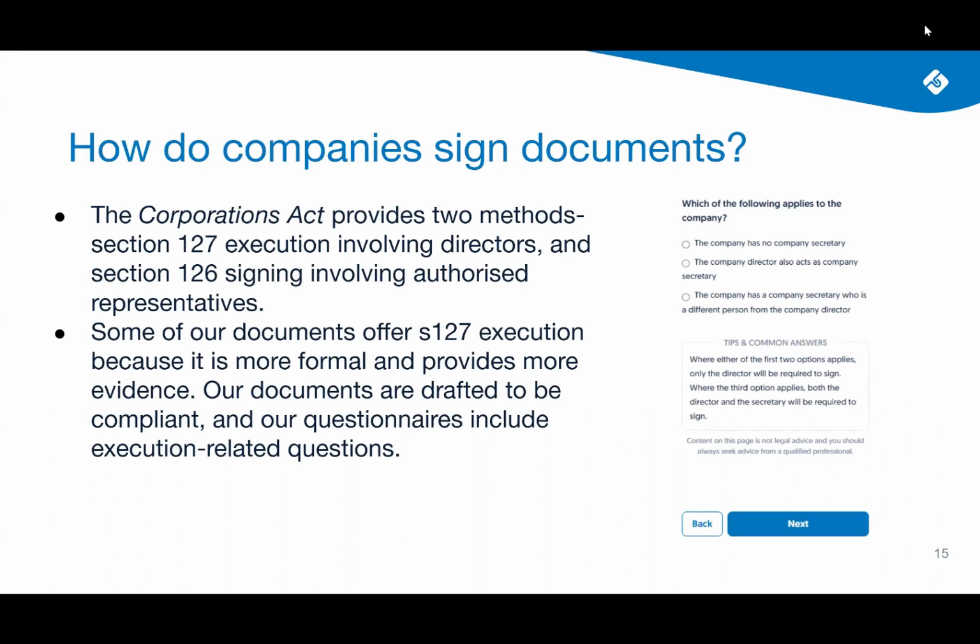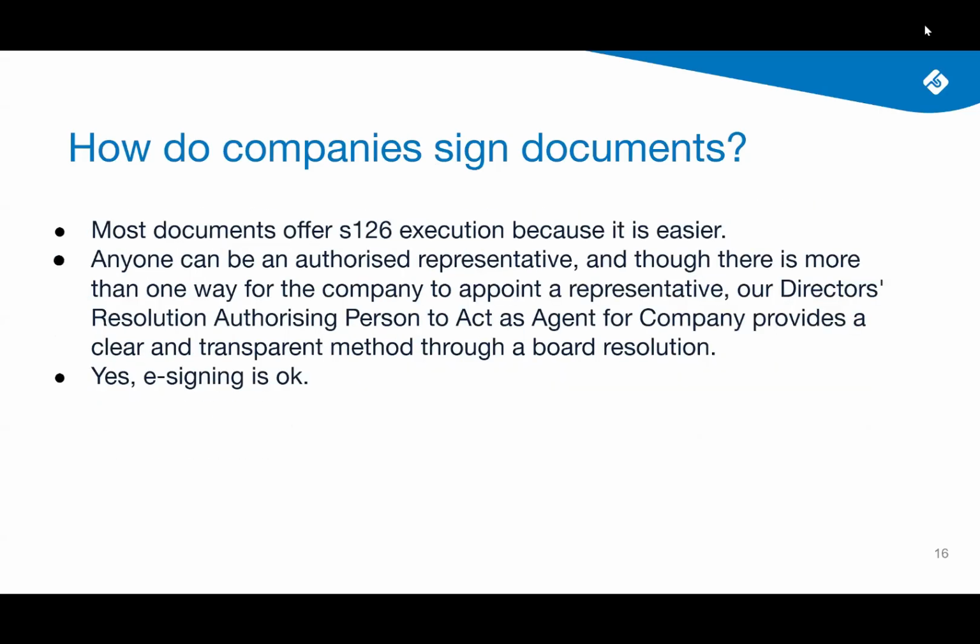However, there's also Section 126 that you can use to sign, and this is a simpler method that involves authorized representatives. So I want to make clear that some lawyers will tell you that you'll need to sign a power of attorney in order for a company to give power to an individual to sign on their behalf. However, this is not actually necessary.